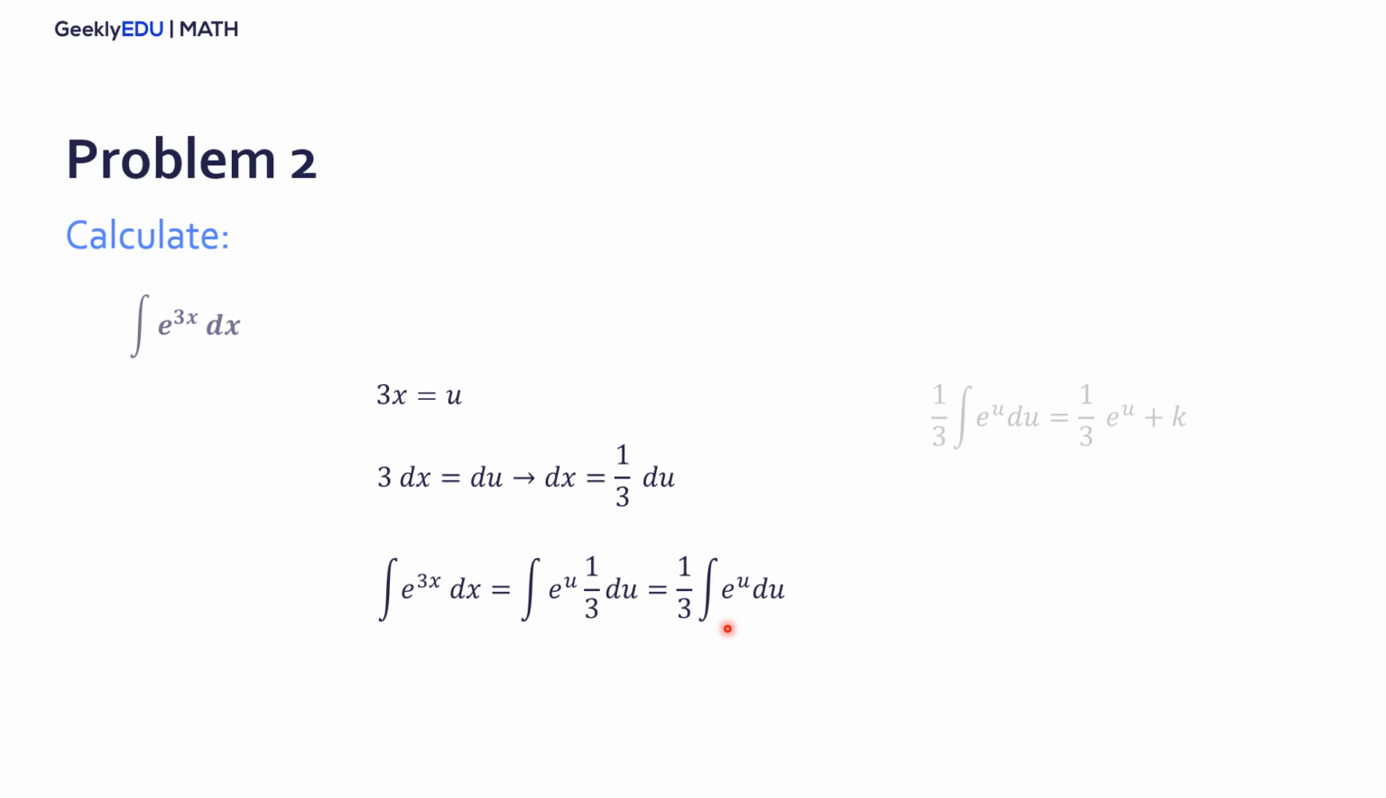And this integral is pretty easy, right? The integral of e to the u is e to the u. So this integral here equals 1/3 of e to the u plus our constant. Never forget the constant. Now we go back to our original integration and do the substitutions again. So e to the u equals e to the 3x. So this integral here is 1/3 of e to the 3x plus k.